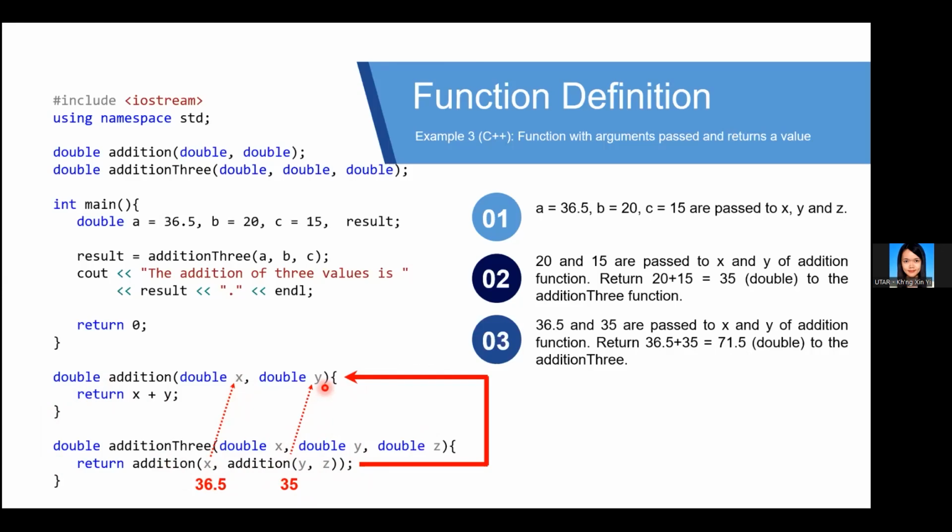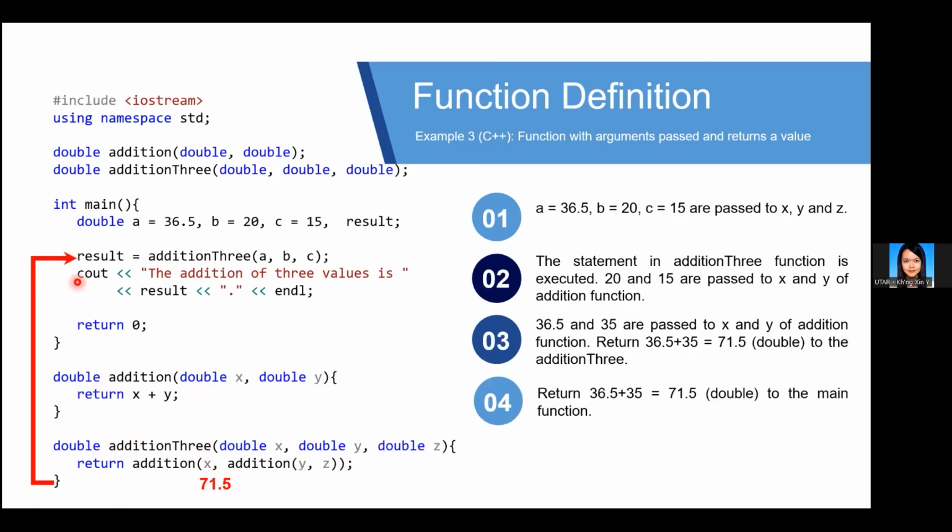And then again, it's going to return x plus y to the function caller here. So what is x plus y? 36.5 plus 35 is going to be equal to 71.5. So it will return back 71.5 to this function caller here. And then this is not the end yet, right? Because this is the addition tree function being called. So eventually 71.5 will be returned back to the function caller here and be stored in this result variable.